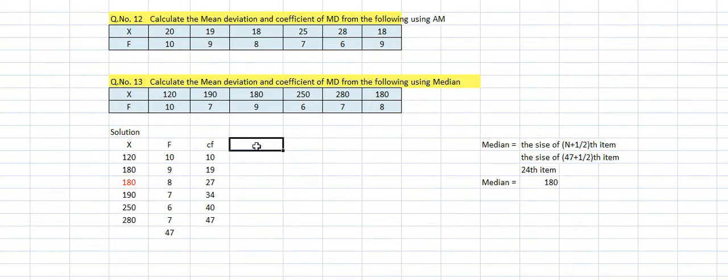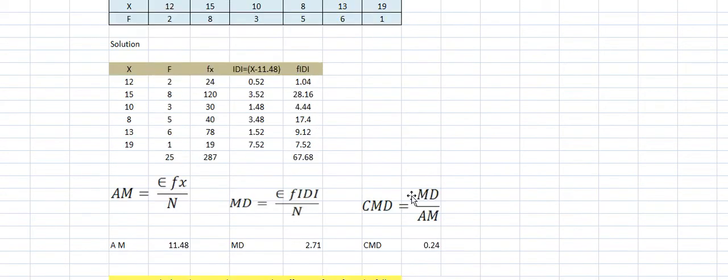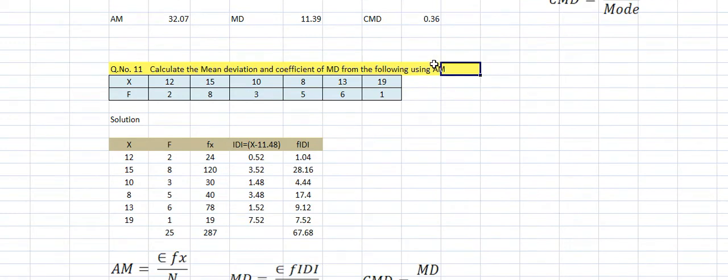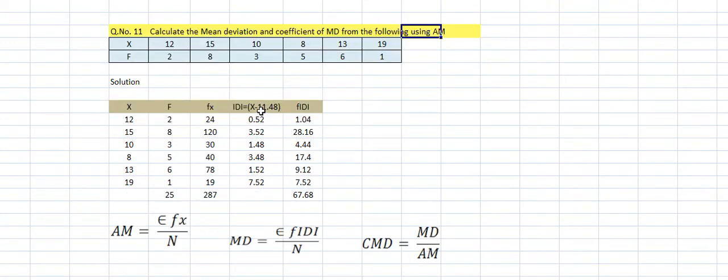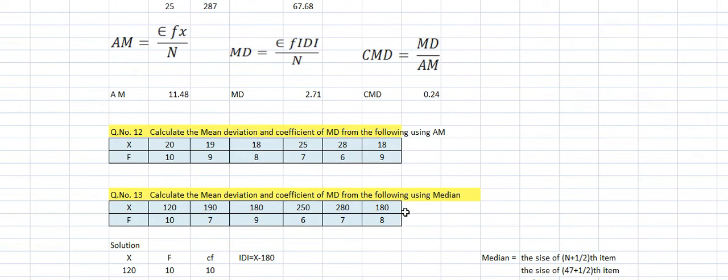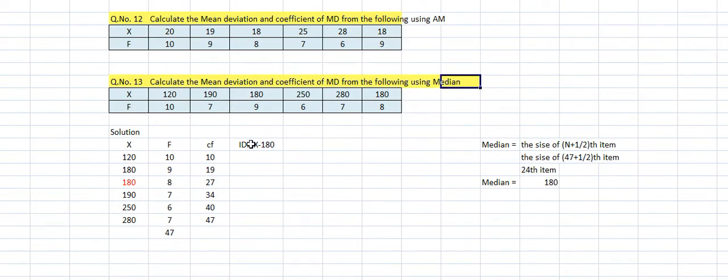Now you need to find the modulus D, equal to x minus 180, where 180 is the median. Earlier we subtracted 11.48, because our mean was 11.48. That was the base; there the base is the arithmetic mean, so you subtract the mean from x. Here, because the median is the base, you subtract the median from x.